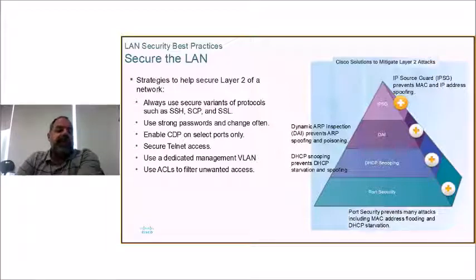So, how do we secure a LAN? Basically, strategies to help secure layer 2 of a network. Always use secure variants of protocols, so SSH, SCP, SSL. Use strong passwords and change them regularly. Enable CDP on selected ports only. Secure telnet access. Use a dedicated management VLAN. Use ACLs to filter unwanted access.